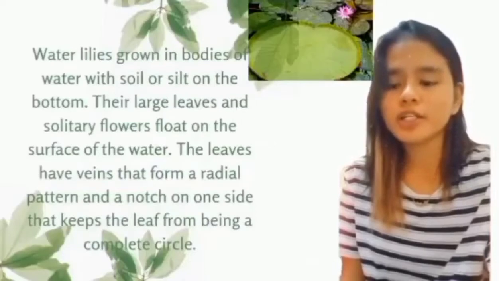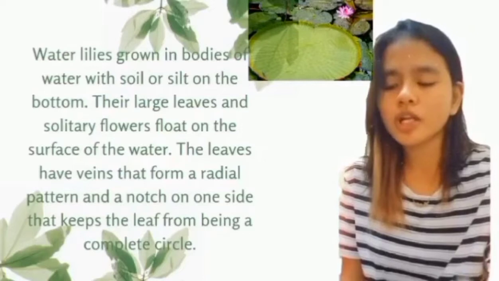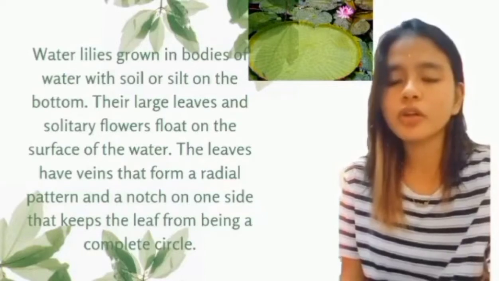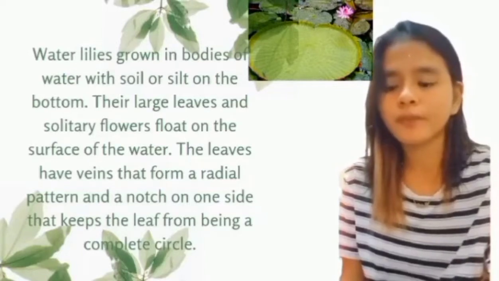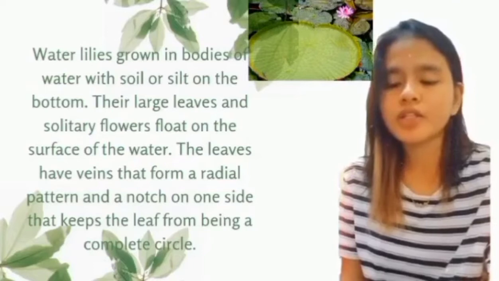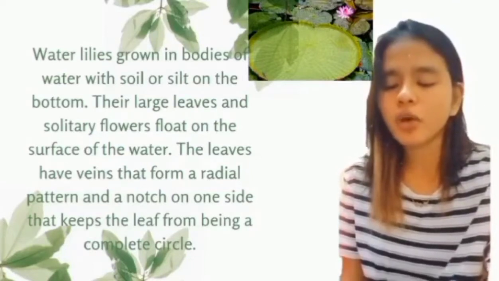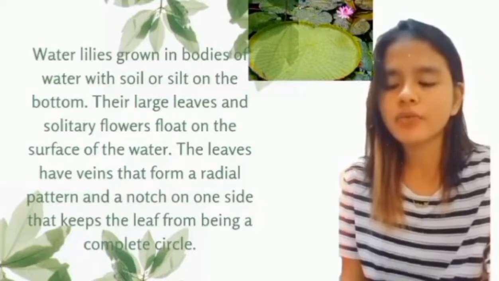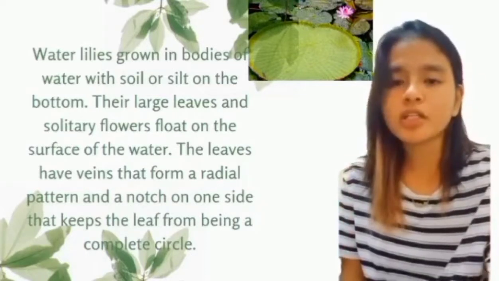Water lilies grow in bodies of water with soil or silt on the bottom. Their large leaves and solitary flowers float on the surface of the water. The leaves have veins that form a radial pattern and a notch on one side that keeps the leaf from being a complete circle.